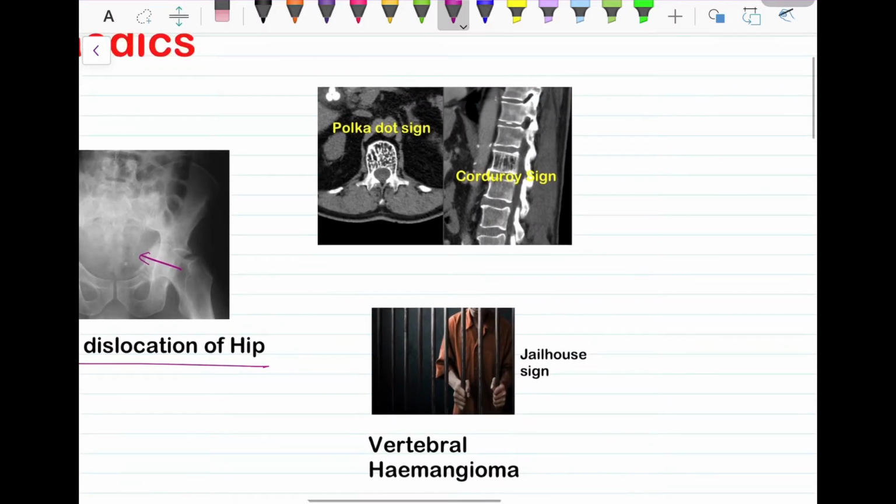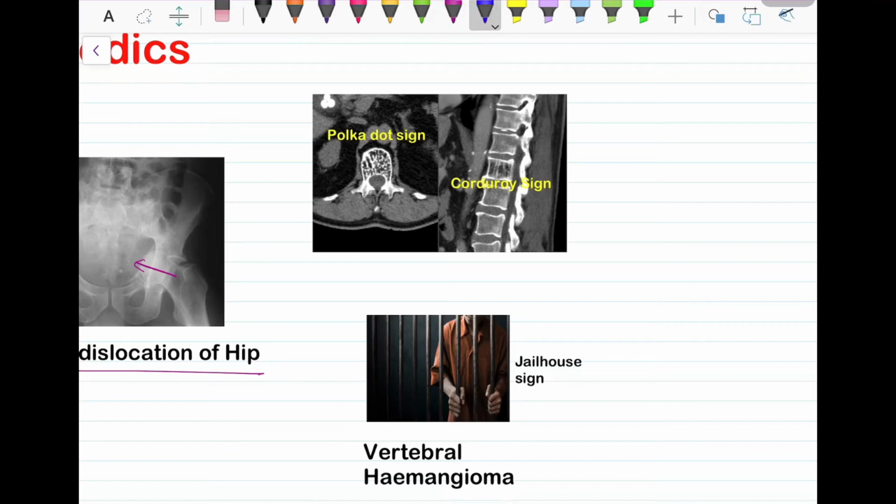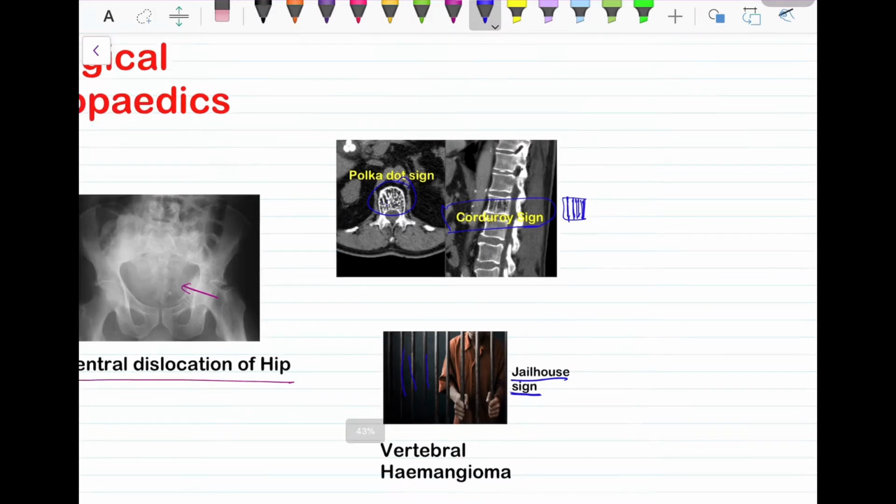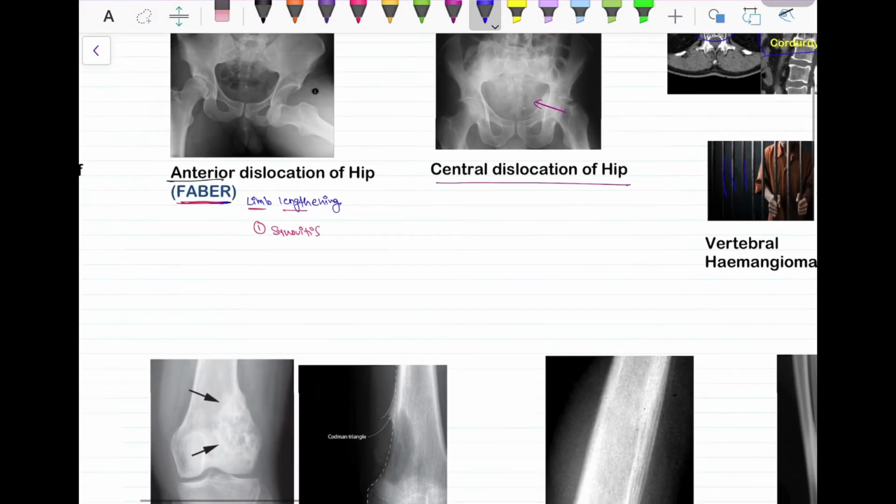Now the next one is vertebral hemangioma, and in vertebral hemangioma we can see the corduroy appearance. So this is corduroy appearance in the vertebral body. It corresponds to the jailhouse sign, like the bars in the jail. And here we can see polka dot sign. These are the polka dots in the vertebral body. So this is polka dot sign, this is corduroy sign, which is also known as jailhouse sign. These are seen in vertebral hemangioma.